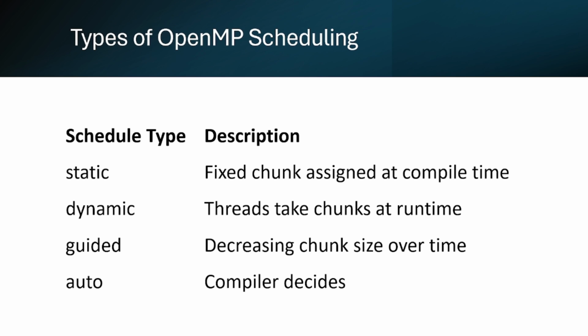Static is where a fixed chunk is assigned at compile time. Dynamic means the threads take chunks at runtime, whereas with guided scheduling the chunk size decreases over time. And auto means the compiler automatically decides.